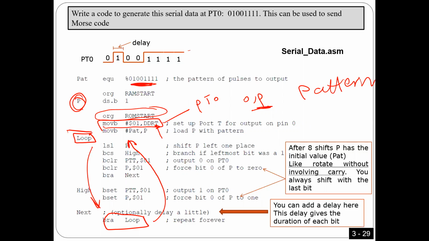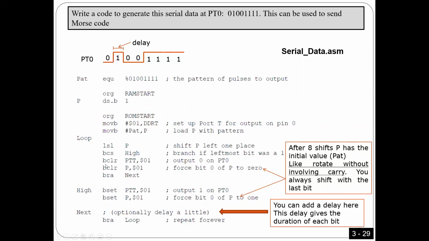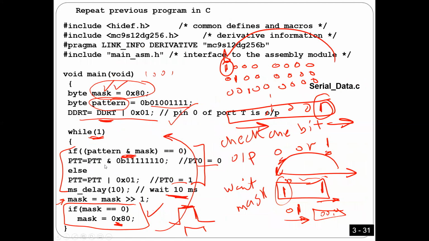Sure, I have a question. Loop, high, and next: why don't they have a colon after them? Why doesn't it have a colon after it? Okay, that's a very good question. I'm going to answer it, but let me go to the C language.